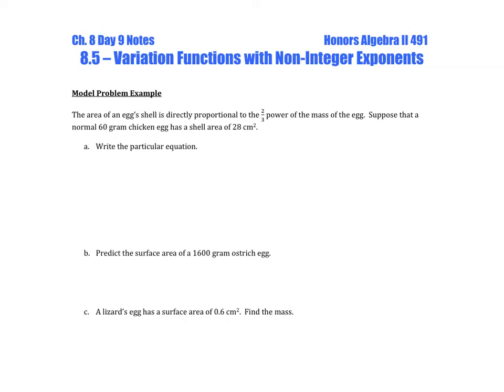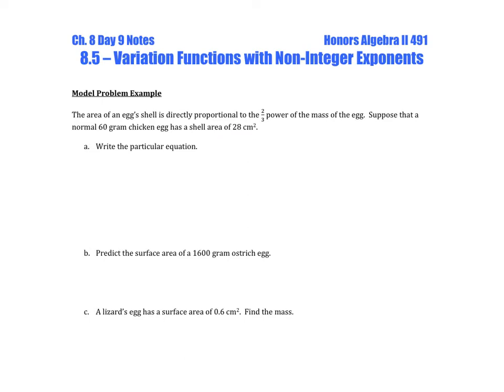All right, so let's get started and read our scenario. The area of an eggshell is directly proportional to the 2/3 power of the mass of the egg. Suppose that a normal 60-gram chicken egg has a shell area of 28 square centimeters.